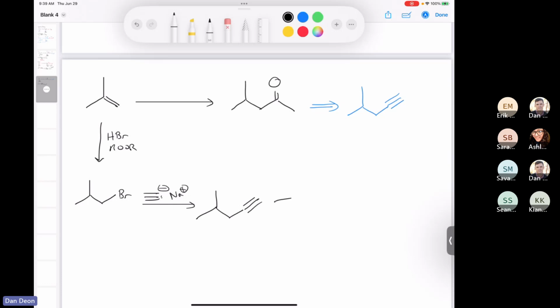And then I'm going to do a Markovnikov addition of water across that triple bond. So for that, I need sulfuric acid, water, and I also need mercury(II) sulfate. And that is going to give me this compound, which is the enol. But remember, the enol is going to undergo tautomerization to give me the methyl ketone.